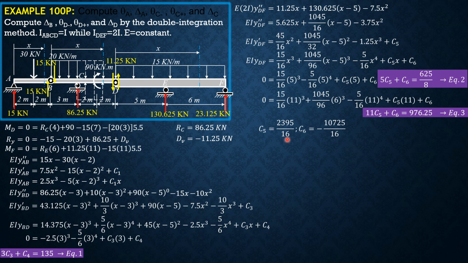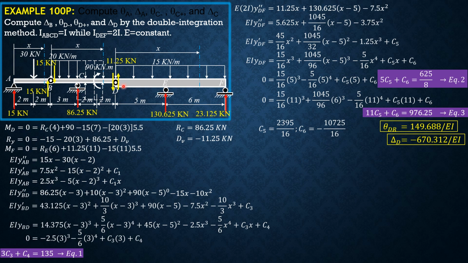Divided by EI, c sub 5 divided by EI would be the slope just to the right of D. So theta D just to the right is 149.688 over EI. Again, c sub 5 is theta at D just to the right. You just express this in decimal form. That's the decimal equivalent, while c sub 6 in decimal is negative 10,725 over 16 in decimal. So delta D is equal to negative 670.312 over EI.